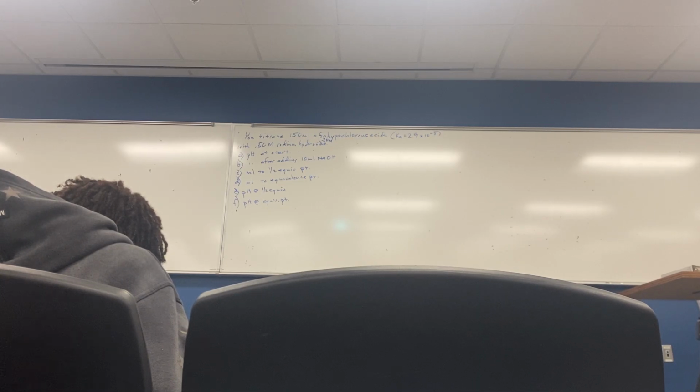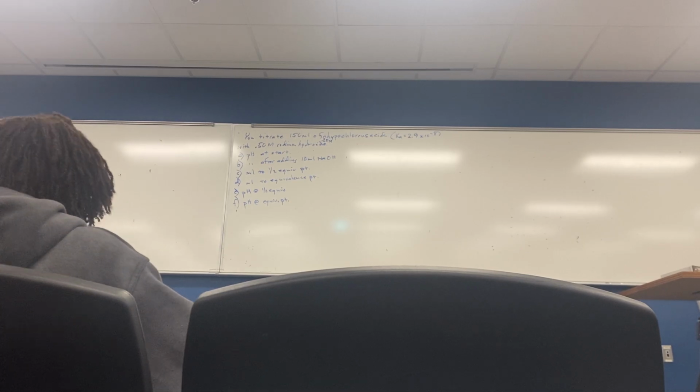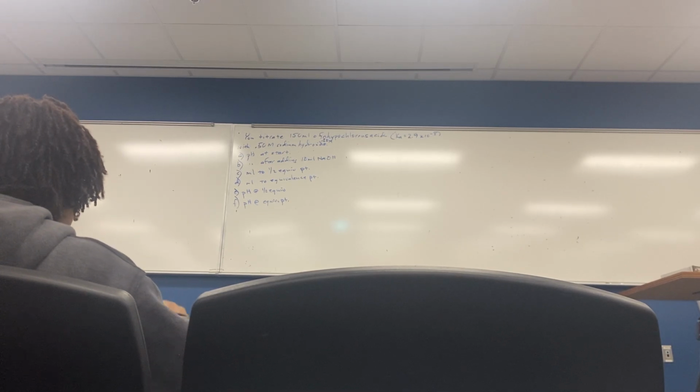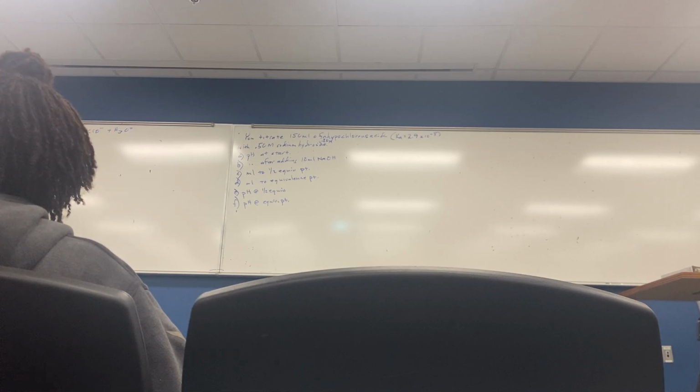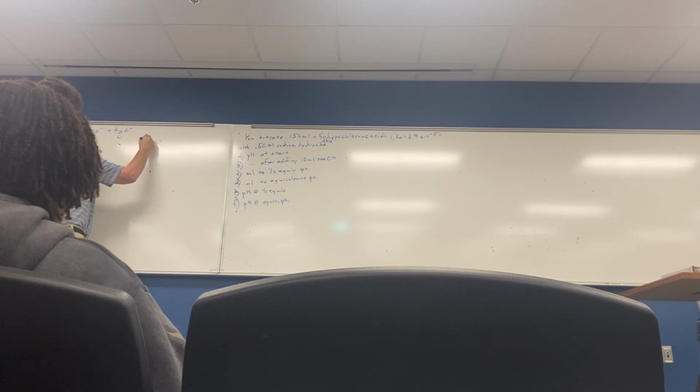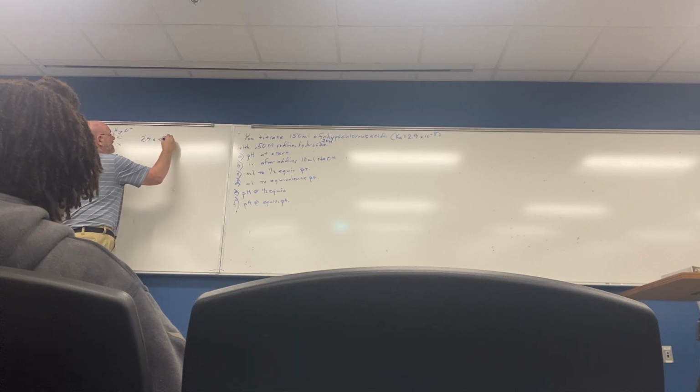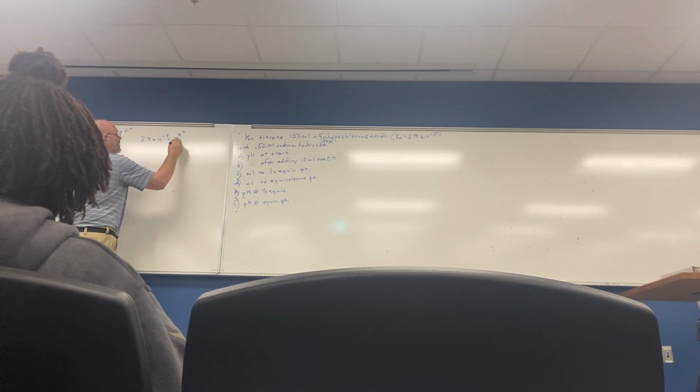So it looks like a lot of people got A done, so let's go ahead and do that. I've got HClO plus H2O goes to ClO minus plus H3O plus. I start with 0.2 molar. We'll start with 0, x. So I've got 2.9 times 10 to the minus 8 equals x squared over 0.2.